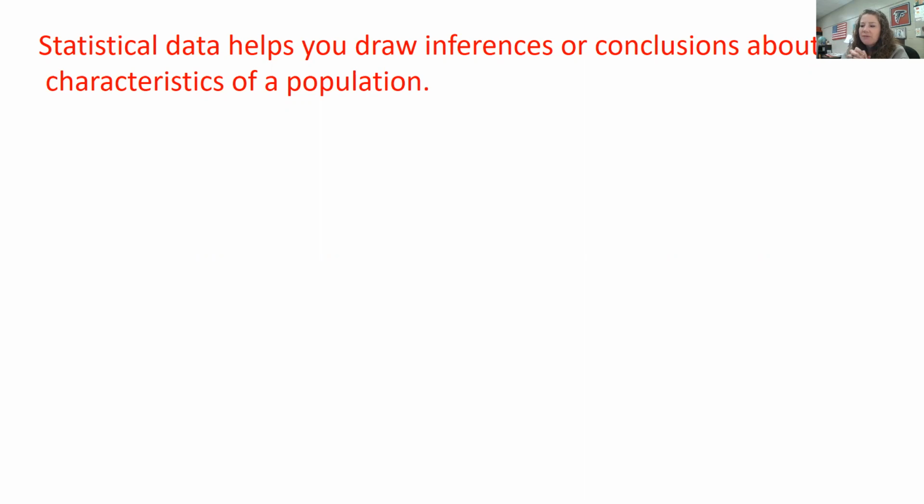It gives information about a group of people. So in other words, we wanted to know how sixth graders performed on the Georgia Milestone last year, or fifth graders. That would be considered statistical data. All right, so let's start going over these, and I'll talk through it as we go. Statistical data helps you draw inferences or conclusions about the characteristics of a population.